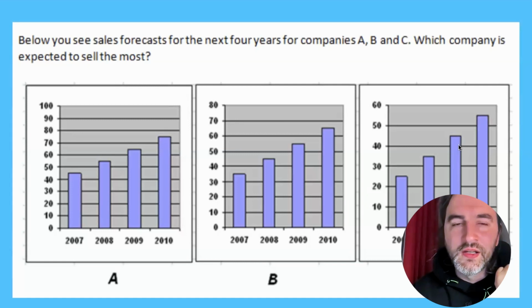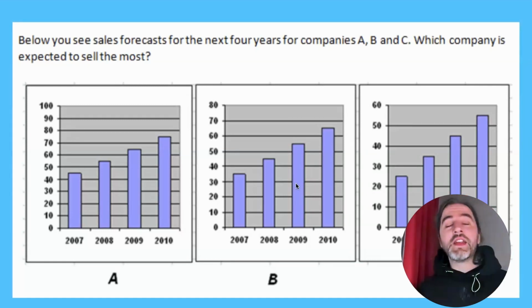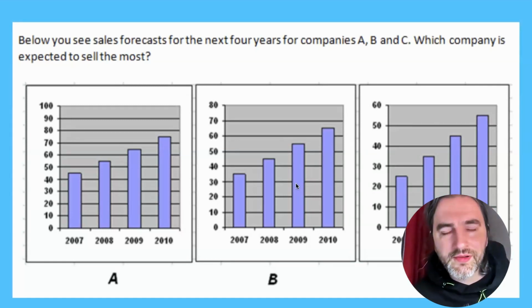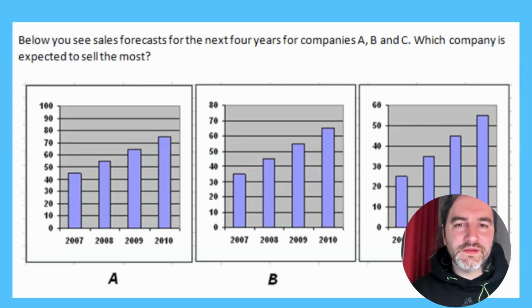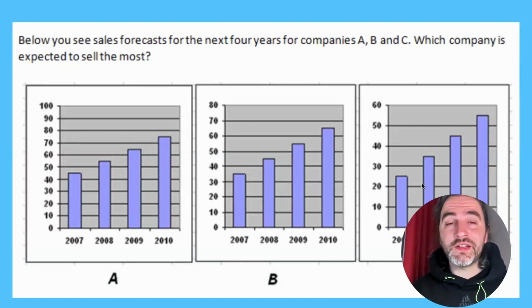So C is the lowest sales, but then again, is it percentage growth? Is it units? It's an unclear question with different scales, which sort of tricks you into stuff. And it's a real question. Again, it's a screenshot from somewhere.